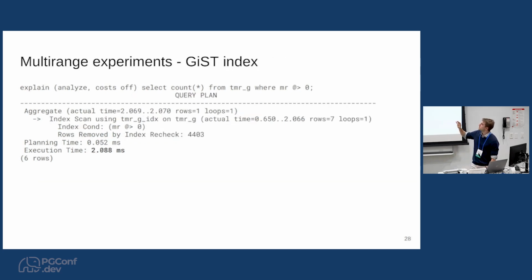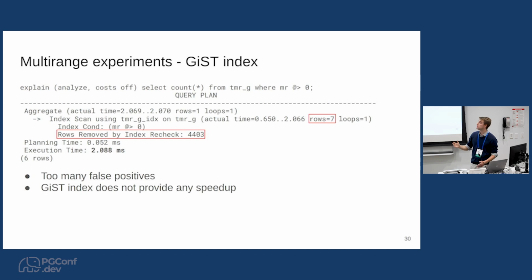But what we can see is that when we run the same query on the table that contains the GiST index, we don't get any speedup. Actually, it's 2 milliseconds instead of 1.7, so it's slightly slower. And you can see that we still have a lot of rechecks that remove rows. So this is a clear sign that our index returns a lot of false positives, and this slows down the query. So now instead of just doing a sequential scan, we have to scan the index as well as still doing the recheck and removing all the false positives. So this takes a lot of time.